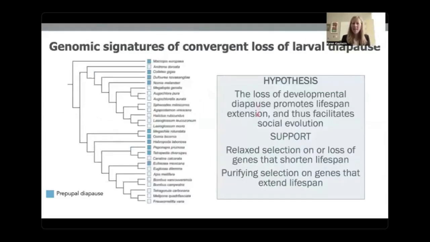So again, our hypothesis is that the loss of larval diapause is promoting lifespan extension and therefore facilitating eusociality. And we found a couple lines of evidence to support this hypothesis. One, that there's been relaxed selection on the nutrient signaling pathways that affect lifespan. And there's been a loss of genes such as PTTH and torso that shorten lifespan. We also found some evidence for purifying selection on genes that extend lifespan.